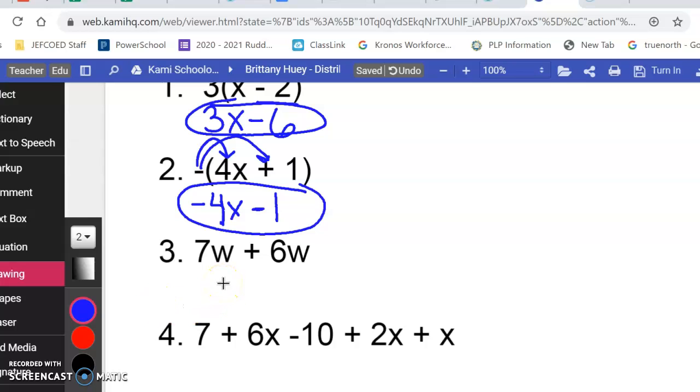All right here, we're just combining like terms. We have 7 W's plus 6 W's. That gets us 13 W's.